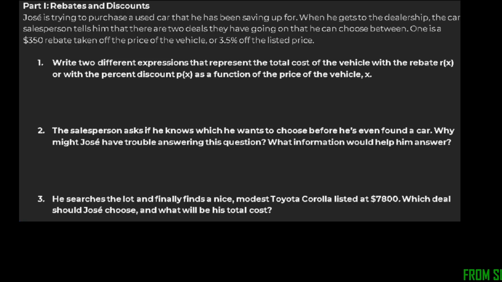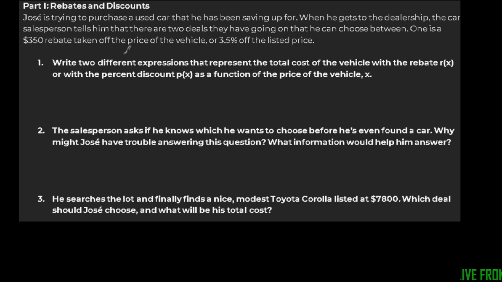So it says to write two different expressions that represent the total cost of the vehicles with the rebate R of x or the percent discount P of x as a function of the price of the vehicle x. So it has our independent variable as x and our dependent variables as R of x and P of x. So those are going to be our functions that we have for this problem.